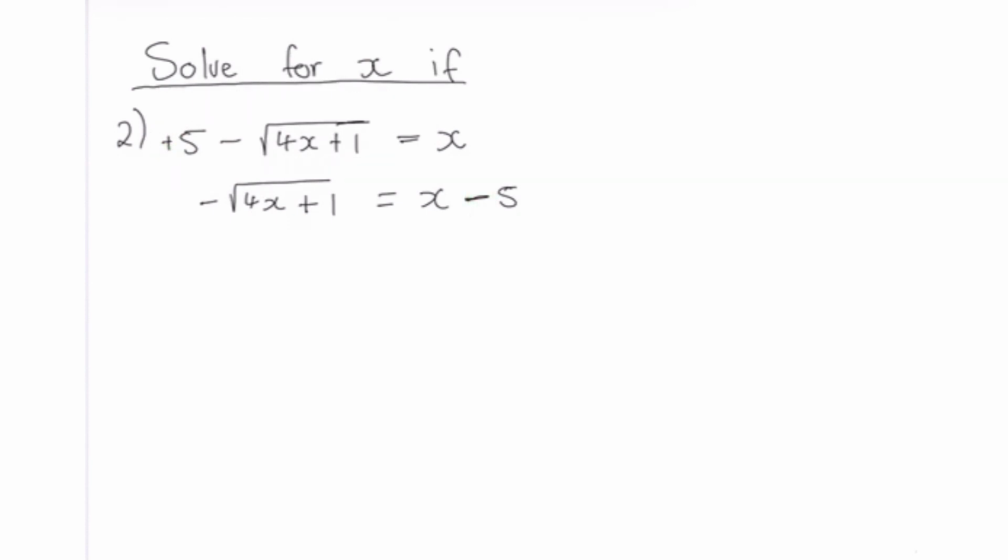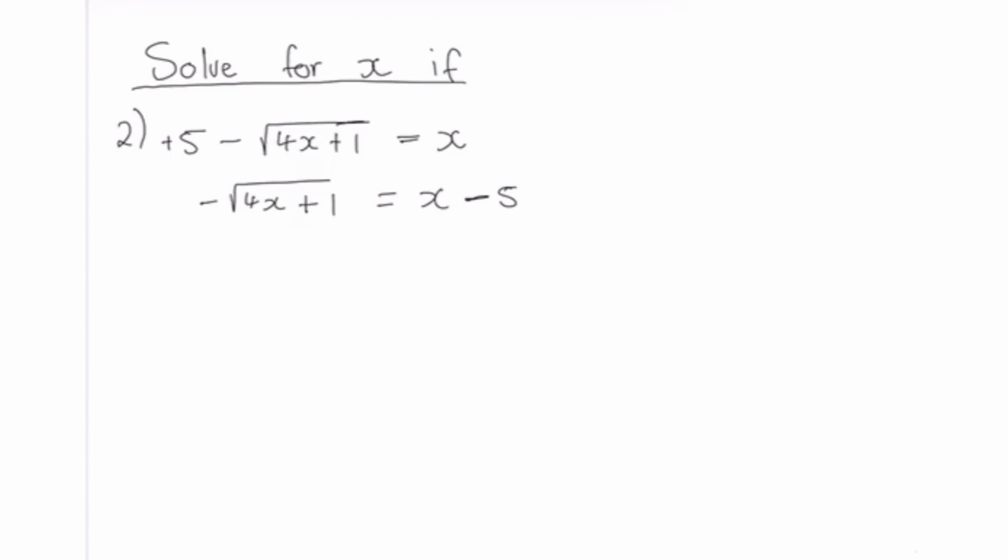Okay, after isolating like this, what's our next step? We must first remember, you isolate and then you square, you solve, and then you test. You test the solution. So it's ISST. So you isolate and then you square both sides, and then you solve for x, and then you test. Okay, remember those 4 steps.